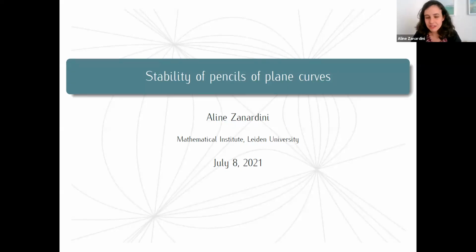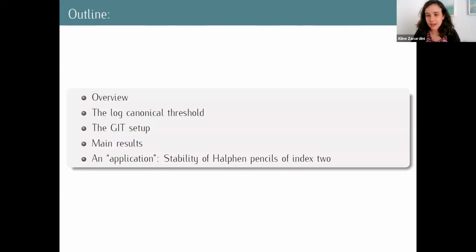Okay, so in this talk, I will be presenting some results that I obtained as part of my PhD thesis at University of Pennsylvania under the supervision of Antonella Grassi. And here is the outline for my talk.